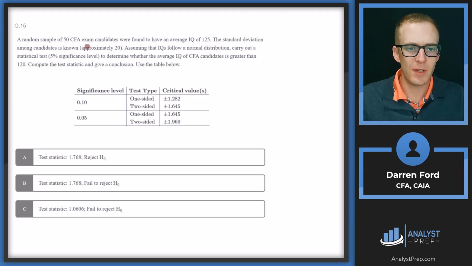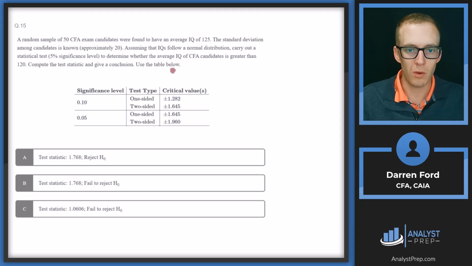A random sample of 50 CFA exam candidates were found to have an average IQ of 125. The standard deviation among candidates is known, and it's approximately 20. Assuming that IQs follow a normal distribution, carry out a statistical test, 5% significance level, to determine whether the average IQ of CFA candidates is greater than 120. Compute the test statistic and give a conclusion.